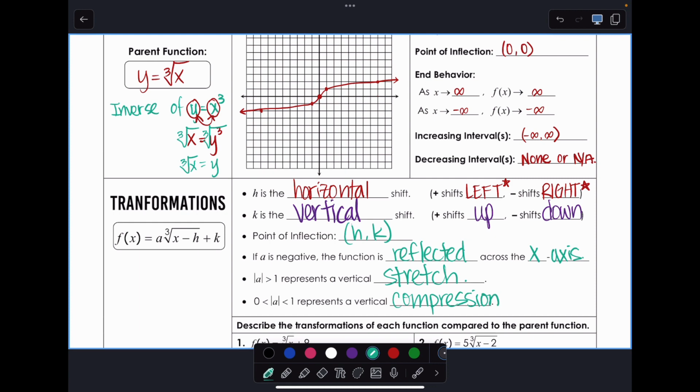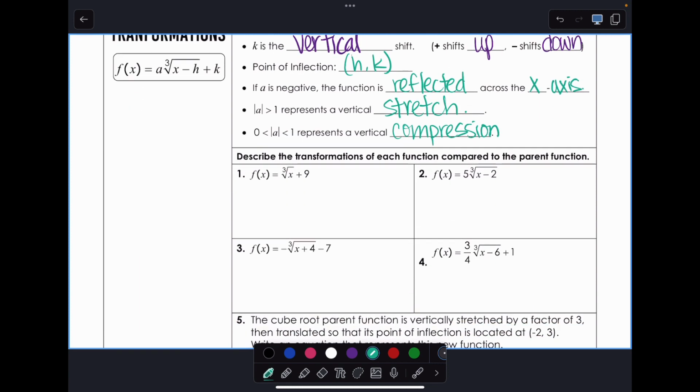Okay. Describe the transformations of each function compared to the parent function. So here we go. Just like the square root, you just need to list it.